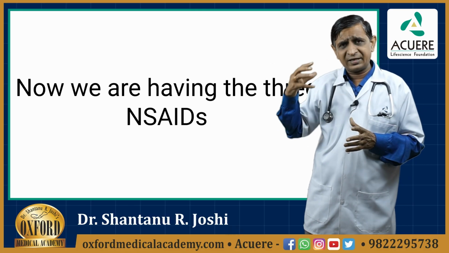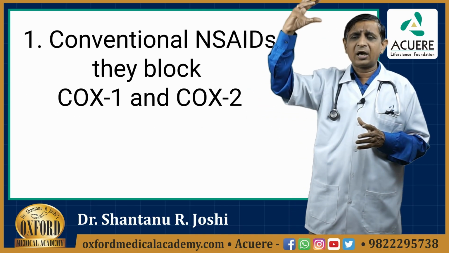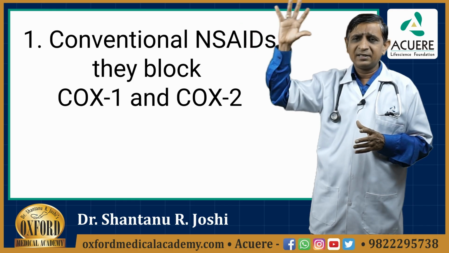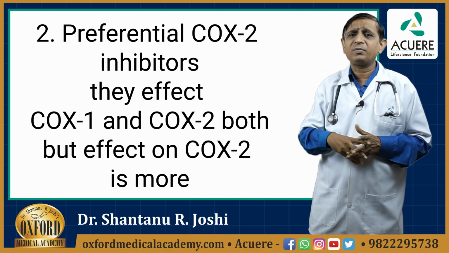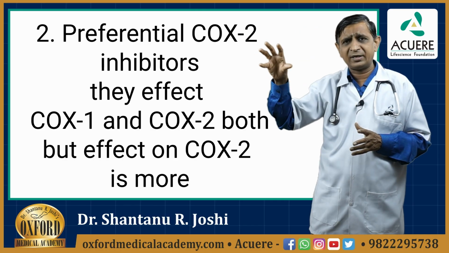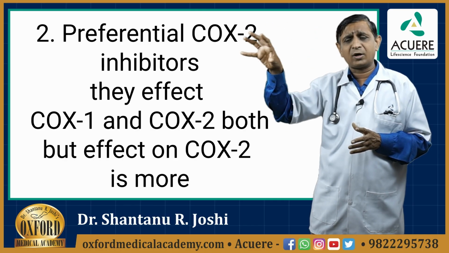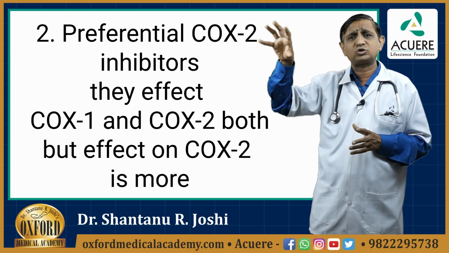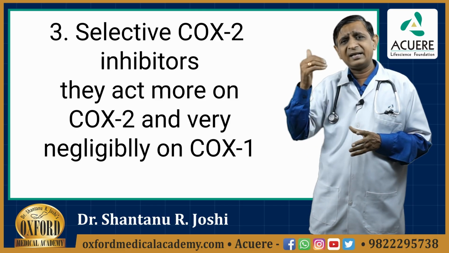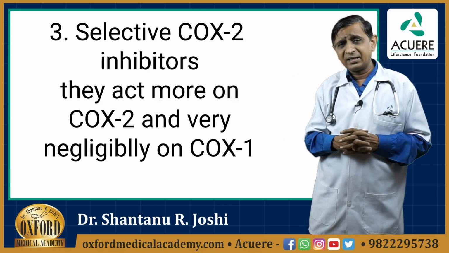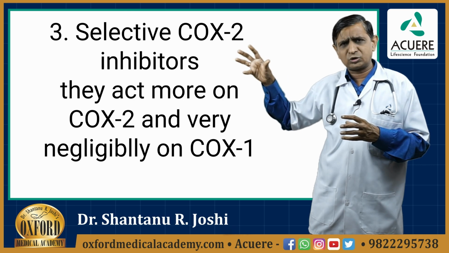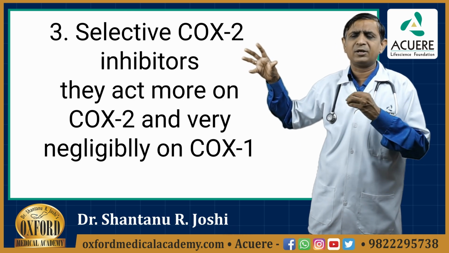Now we have three groups of NSAIDs. One, conventional NSAIDs. They block COX-1 and COX-2. Then the second group of preferential COX-2 inhibitors. They affect COX-1 and COX-2 both, but the effect on COX-2 is more. And then the third group we have selective COX-2 inhibitors. They act more on COX-2 and very negligibly on COX-1.